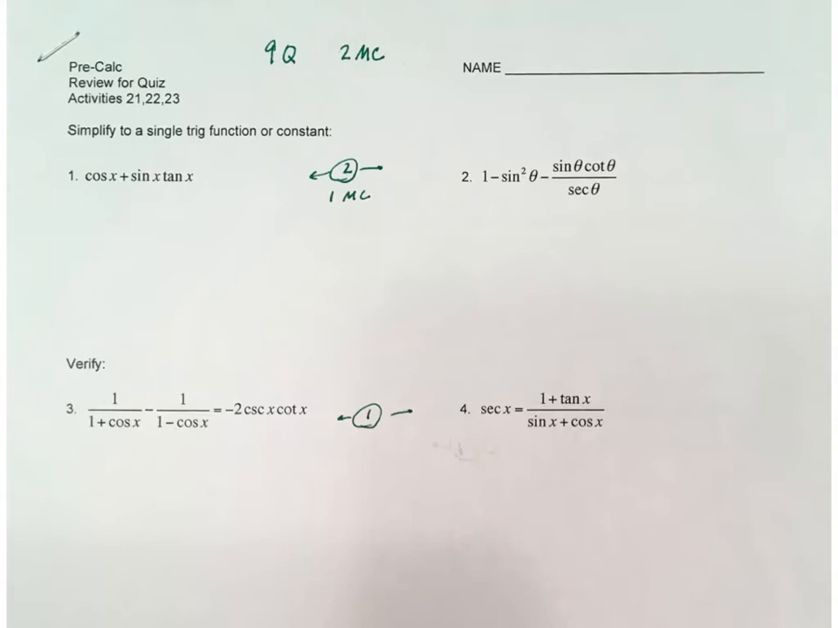Okay, hopefully everybody's good. When you don't have any identity that you can use, and the directions say simplify or verify, then what you would like to do is try to get everything in sine and cosine. So we don't have anything squared. There's no identities here, so we're going to have to just put everything in sine and cosine. It's already kind of that way.